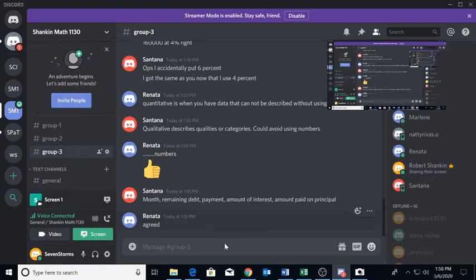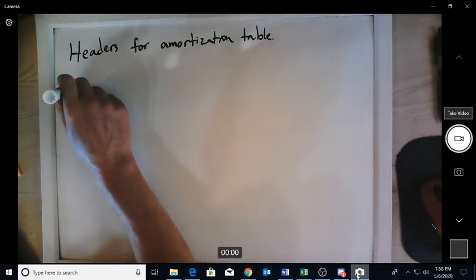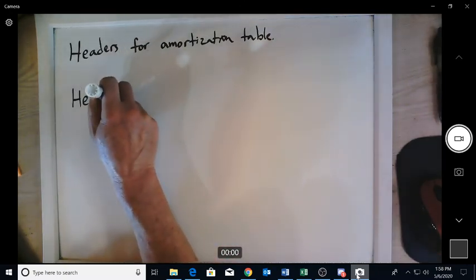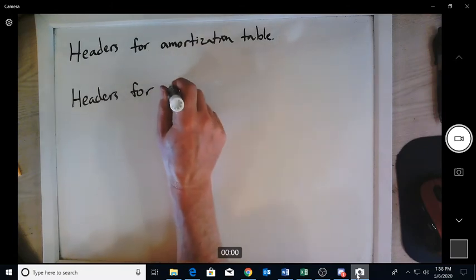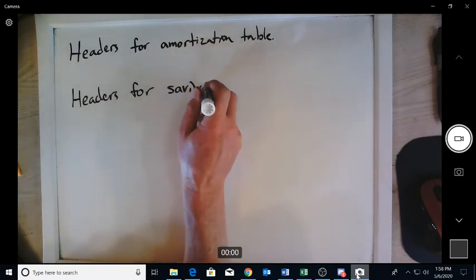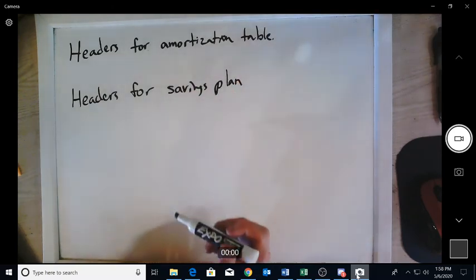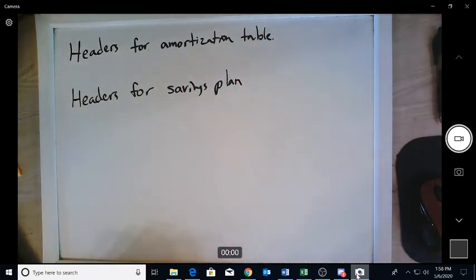Switch over now to headers for a savings plan. You're saving like $50 a month at 4% interest for 15 years. What headers are you going to use to get totals? And if we kind of just slowly work our way there, that's great.